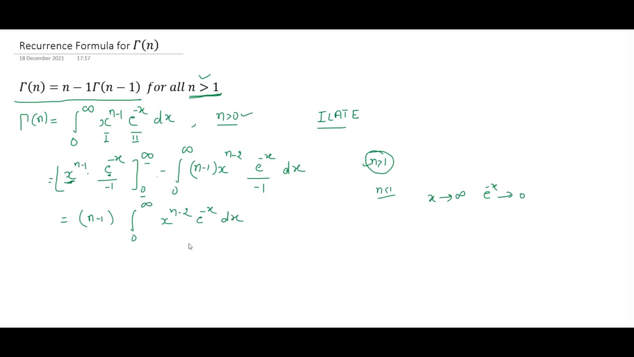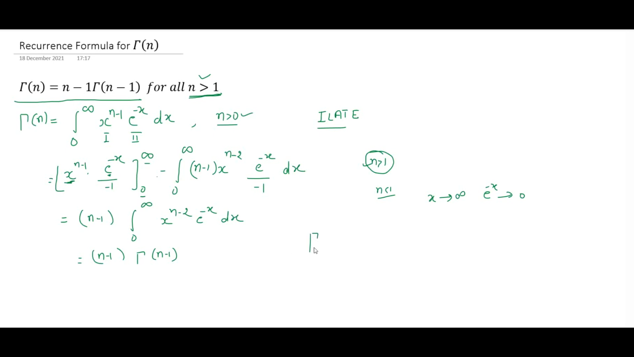Okay, now this is the n minus 1. Now apply the definition of gamma function. This is gamma n minus 1. Okay, so this is the recurrence formula for the gamma function. It means gamma of any n can be reduced to n minus 1 gamma of n minus 1. Now see what is the application of this formula.